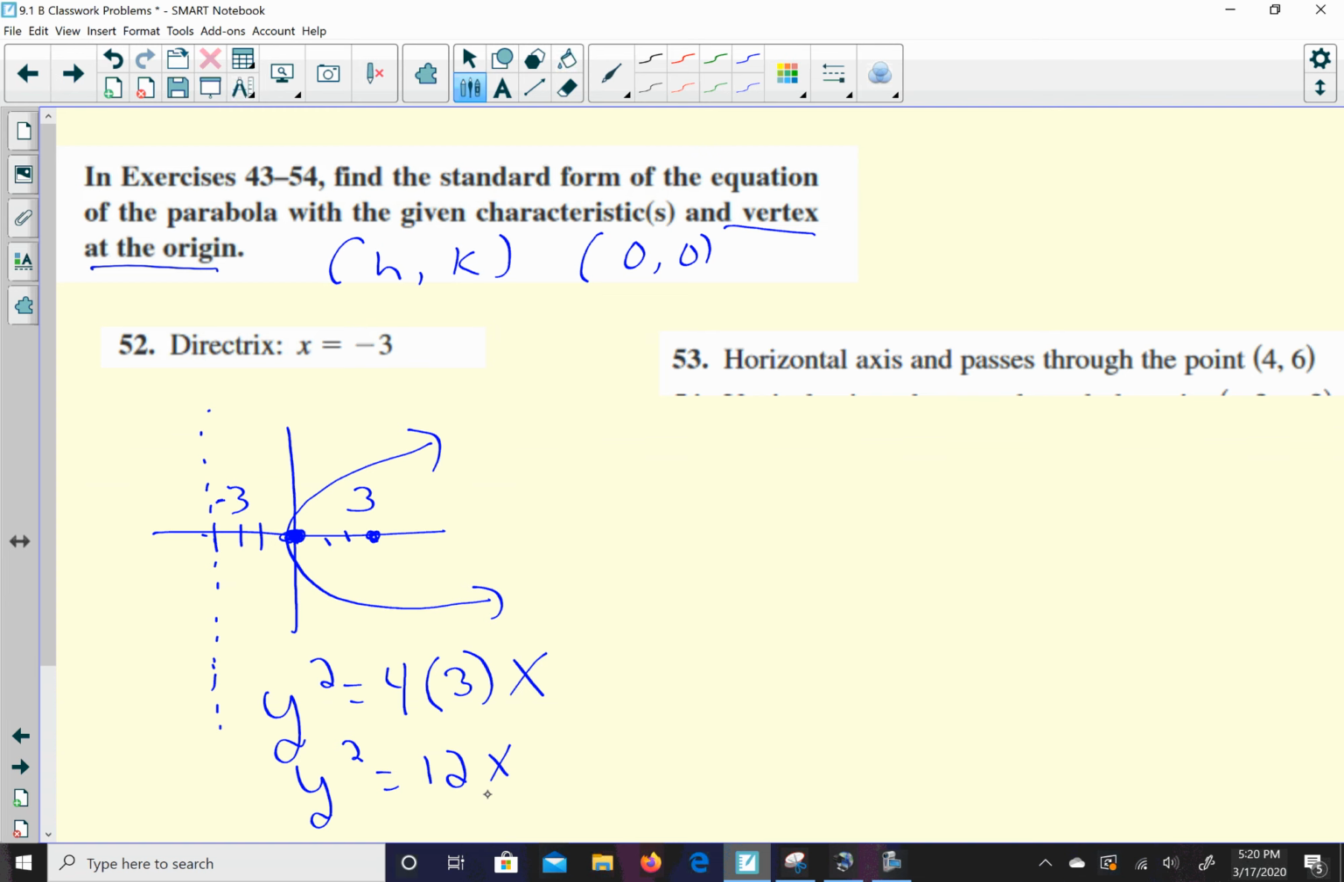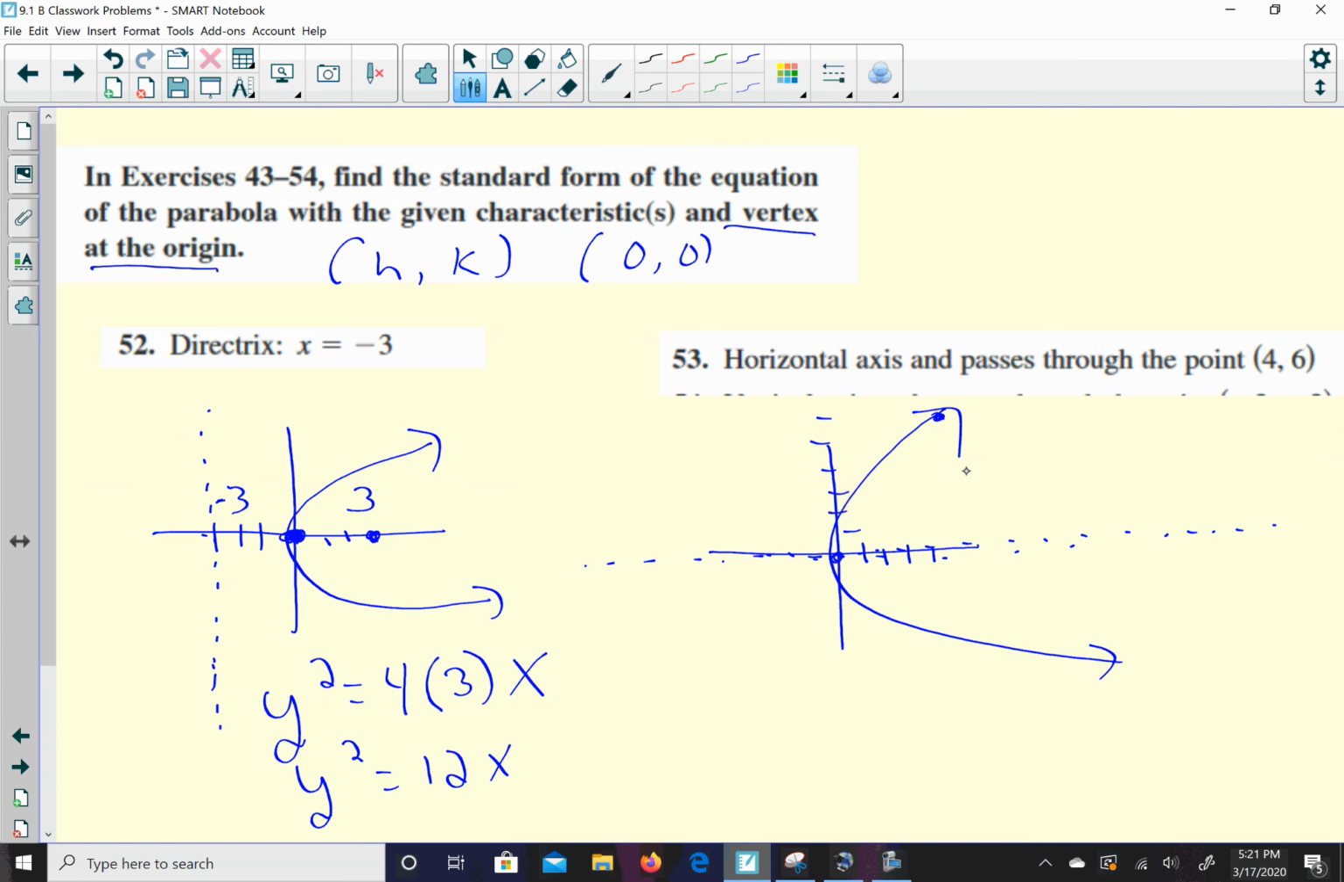The next one, remember I'm still going through the origin, so I still have the vertex at the origin, and I pass through the point 4, 6. So I pass through that point, but I don't know if my parabola is going to go this way or this way. It tells me that I have a horizontal axis. An axis is what cuts the parabola in half. So this horizontal axis is going to have to go this way because that's a horizontal line. So it's going to have to go this way that cuts my parabola in half, which means this point is going to go through here, and my parabola is going to look something like that.